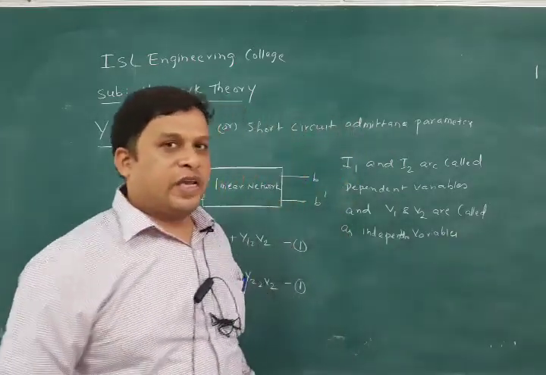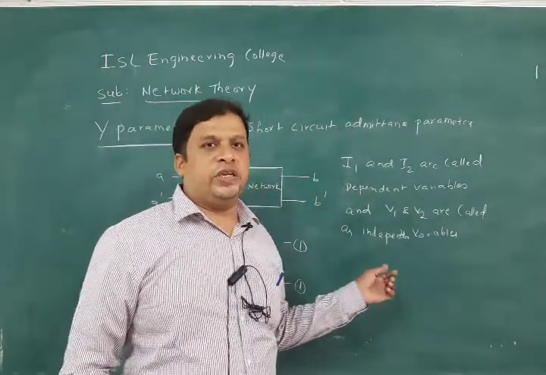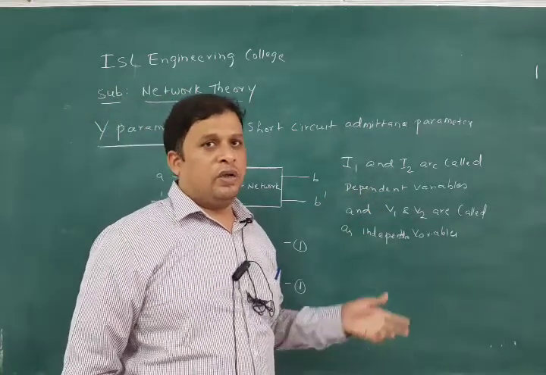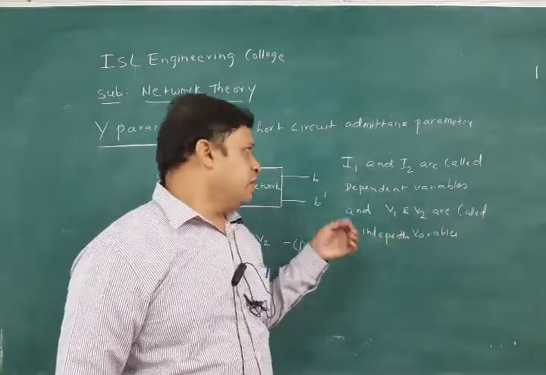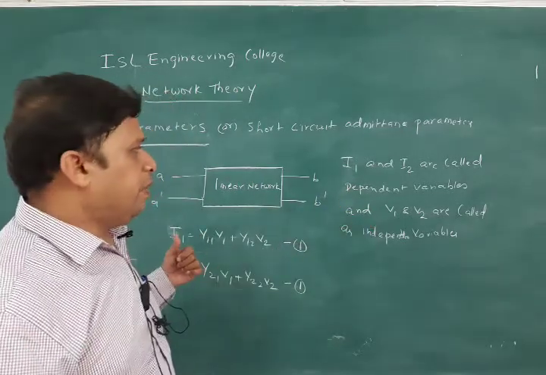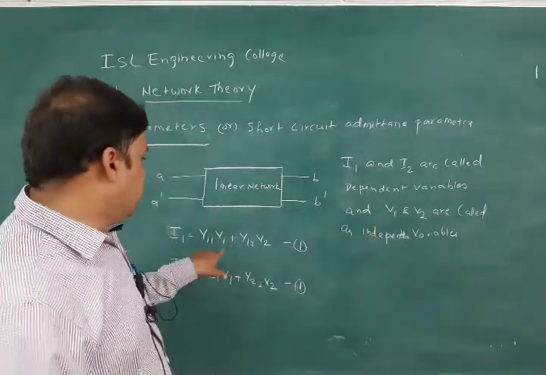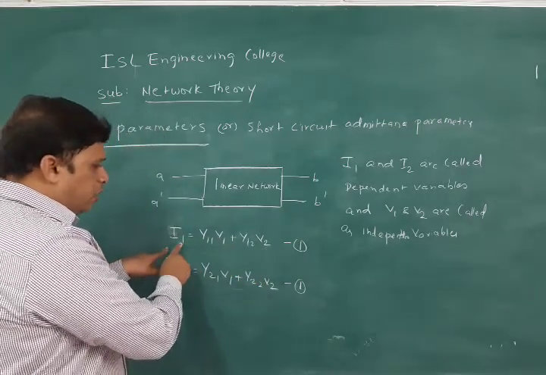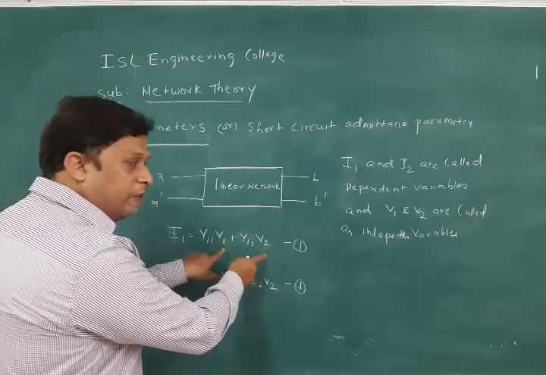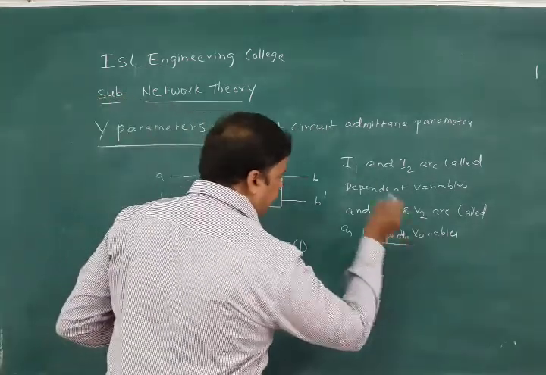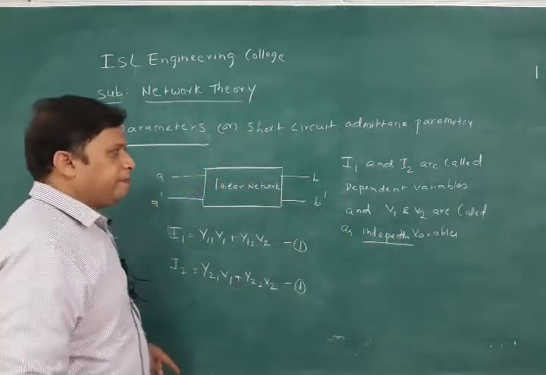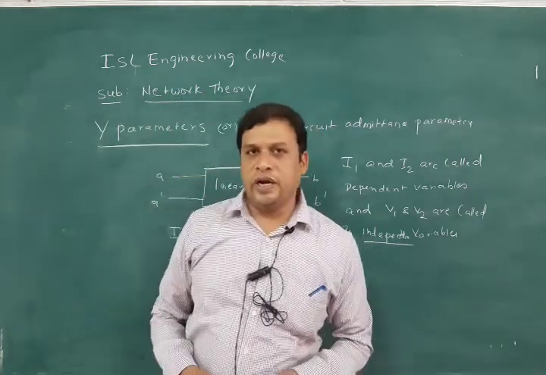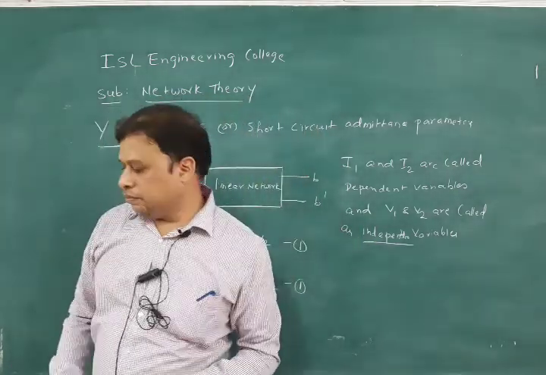In z parameters the case was different. Here the variables have changed. Depending upon the equation, the variables are independent or dependent. If they are independent, we write independent variables; if dependent, we write dependent variables. So here I1 and I2 are dependent on V1 and V2, but V1 and V2 are independent variables. Now we will write the matrix form of this equation. How is the matrix form written?